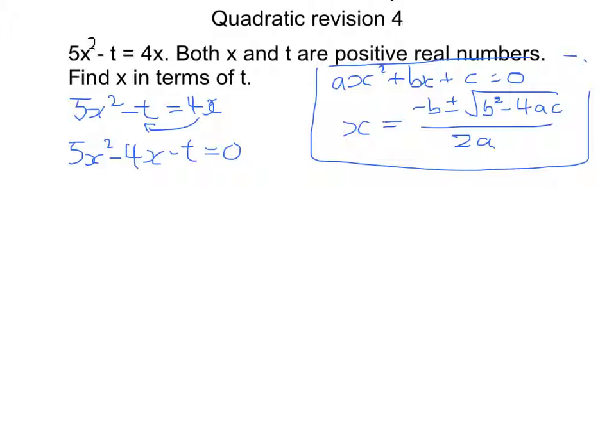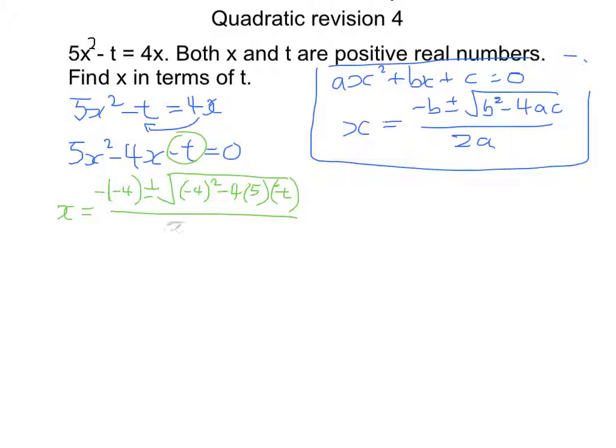I'll change colours here. So if we've got x equals negative b, so that's negative of negative 4 plus or minus the square root of b squared, so that's negative 4 squared, take away 4 by a, the coefficient of x squared, so that's 5, by c, in this case c is negative t. And that's going to be all divided by 2a, which is 2 by 5.